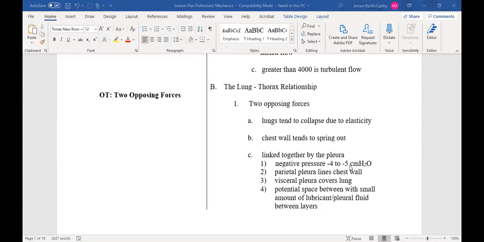And that is that little pressure in between them, -4 to -5 pleural pressure. That's what keeps them together. The lungs don't collapse and the chest wall doesn't spring way out because of that joining nature between the two.